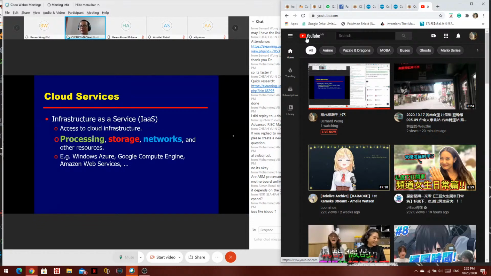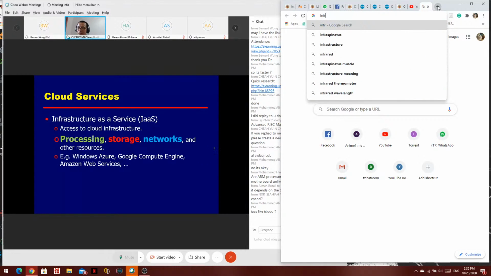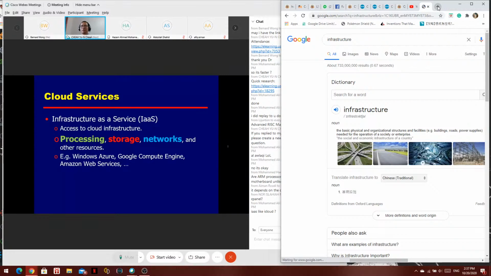So okay, let's look at the chat box a little bit. I will try to see whether I can answer some of the questions. Are ARM processors directly soldered onto the motherboard, unlike swappable desktop computers? Yeah, probably in that sense. That means ARM processors are already built into the microcontroller, and it's not something you can just take out and put in. Yeah, that's right.